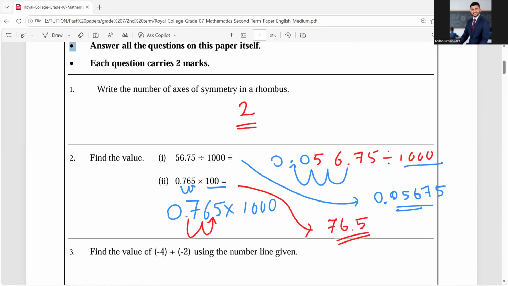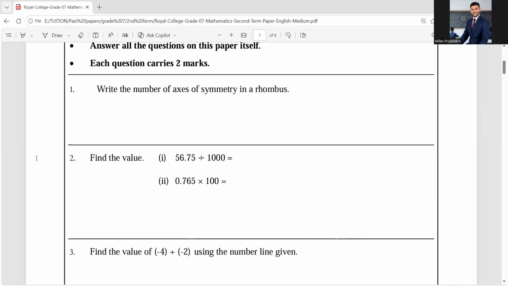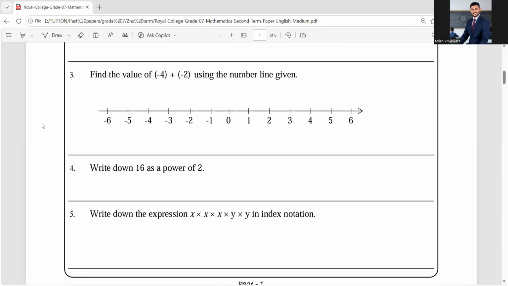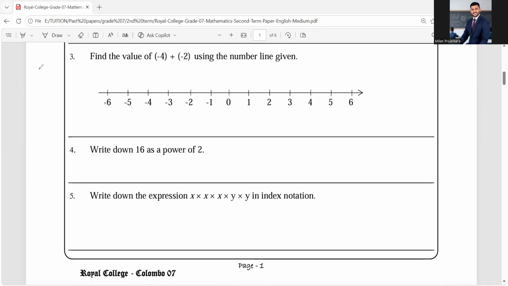Now let's go to question 3. I hope you understand. If you have any doubts, just leave a comment. These are very easy questions.